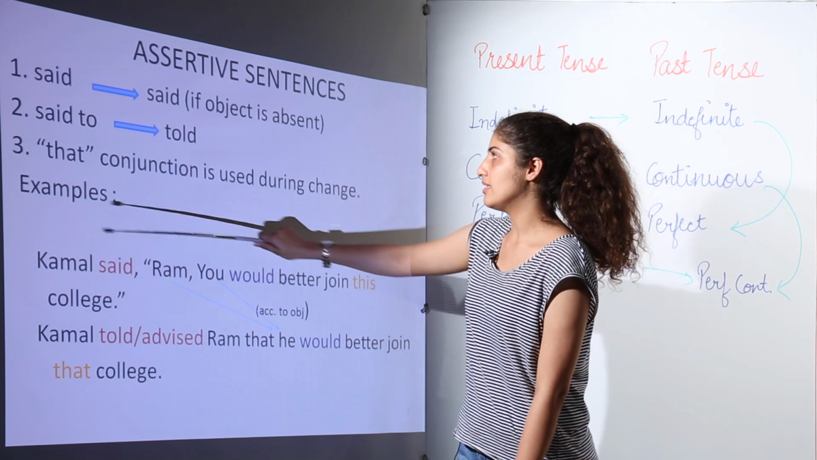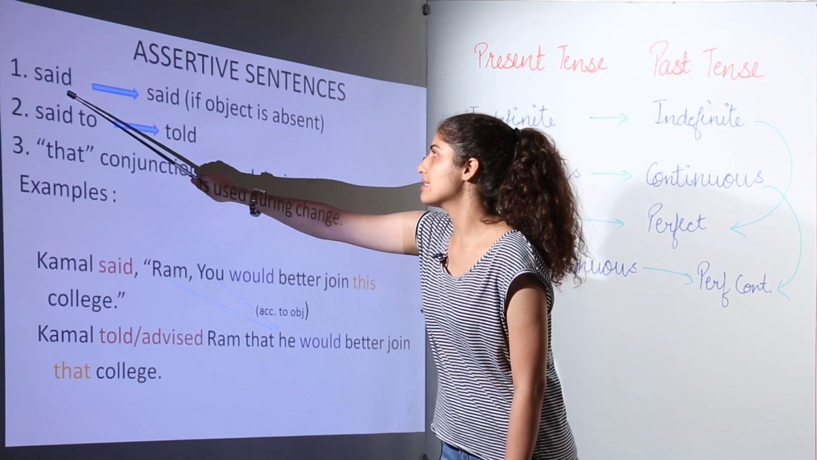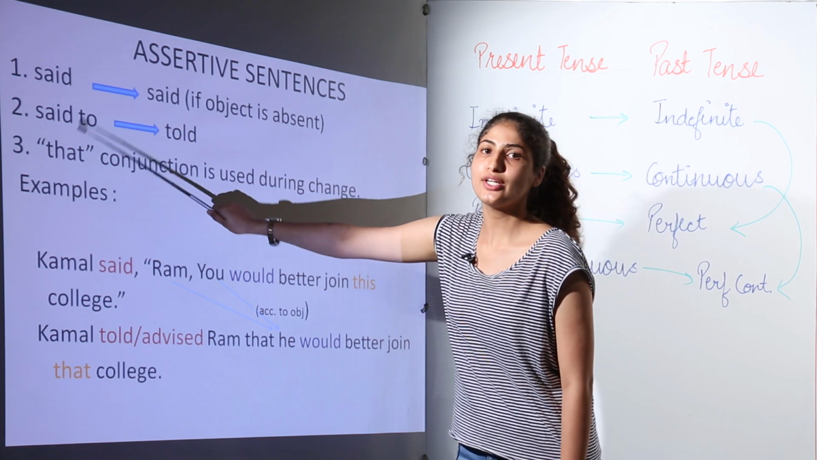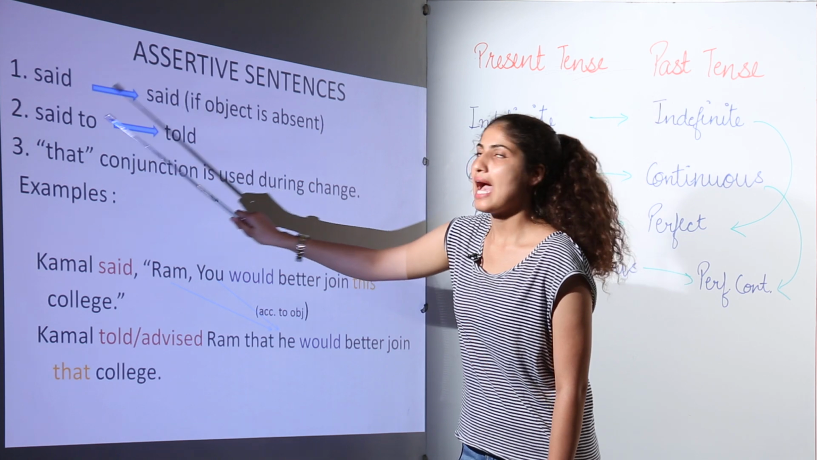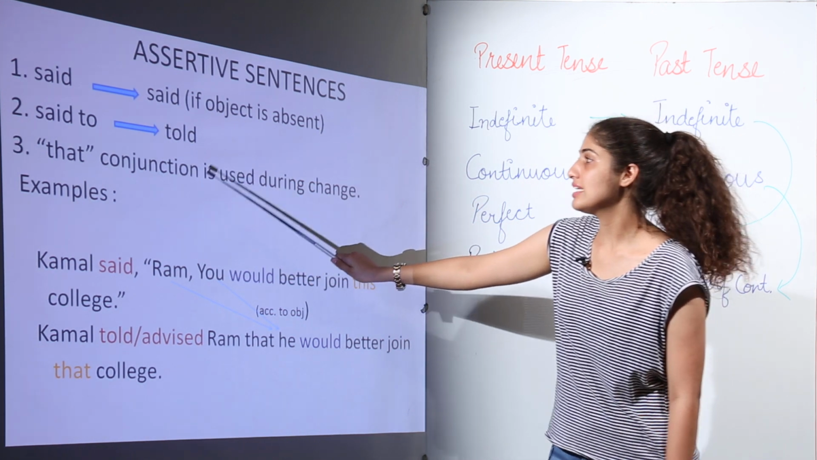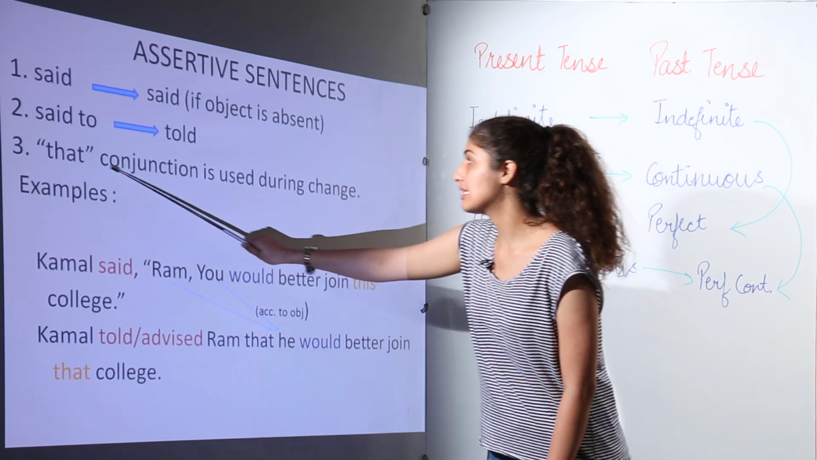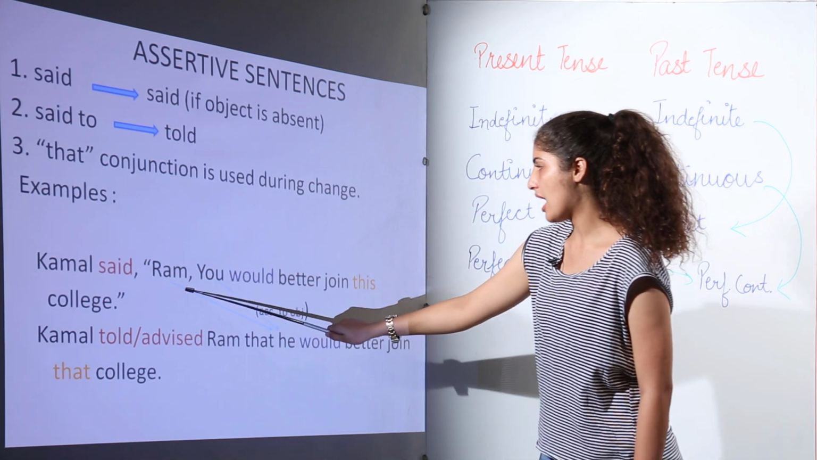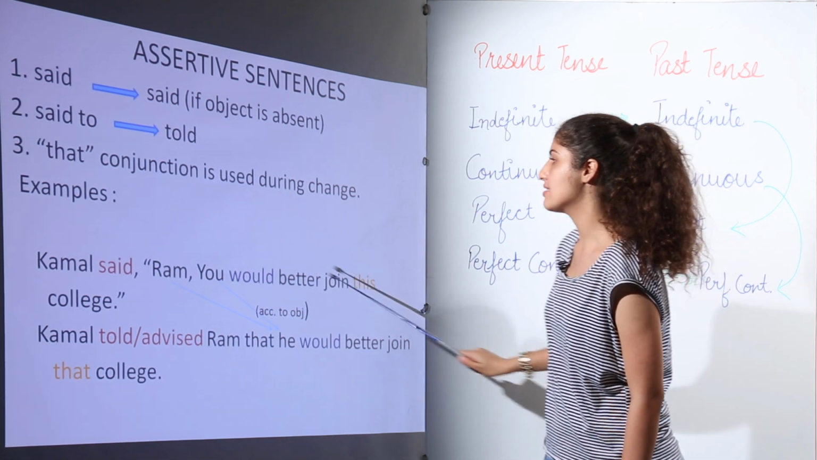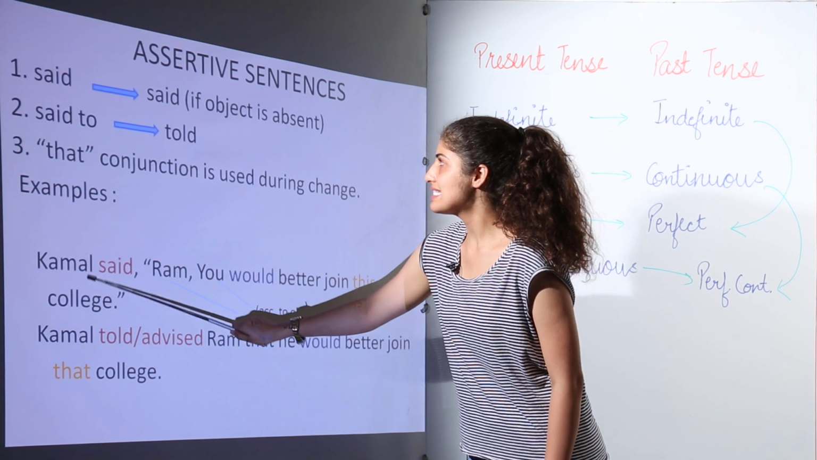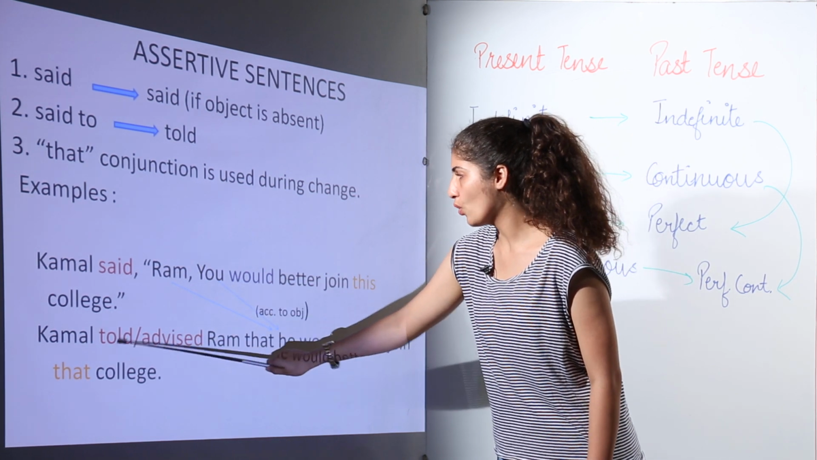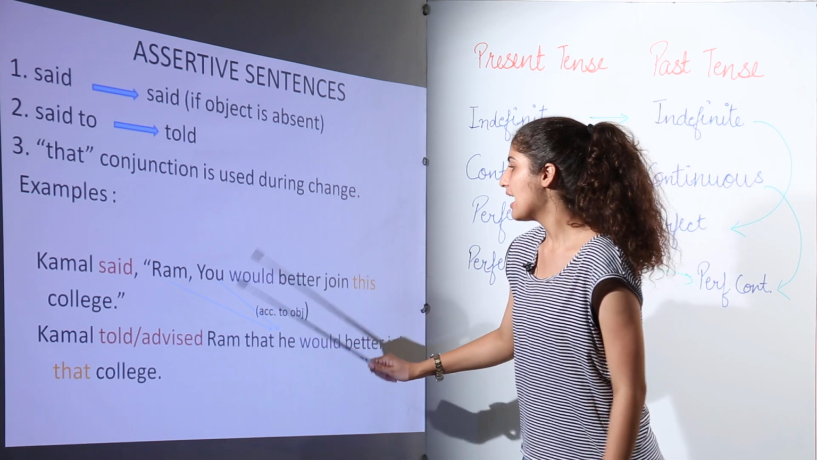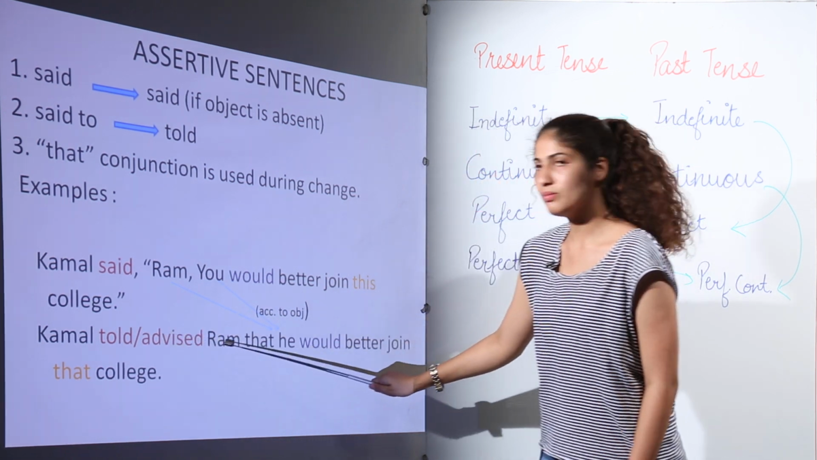In assertive kinds of sentences, said is changed into said if the object is absent, and said to will be changed into told, and when we are changing we have to add the conjunction that. For example, Kamal said, "Ram, you had better join this college." See, said is being changed into told or advised here because Kamal is basically giving advice to Ram. Now, Kamal advised whom? Ram.